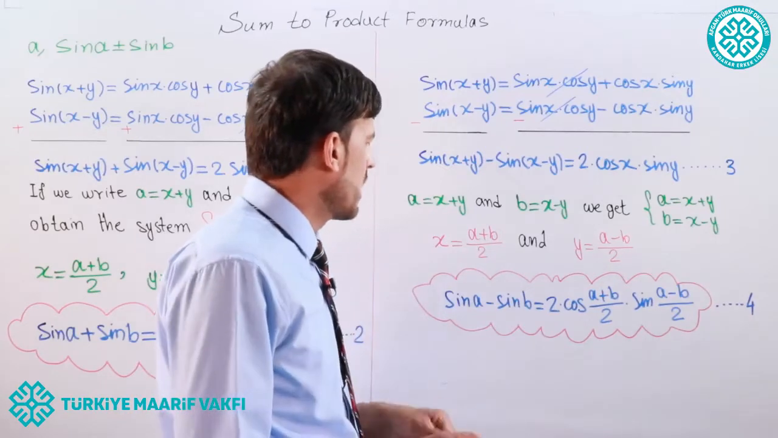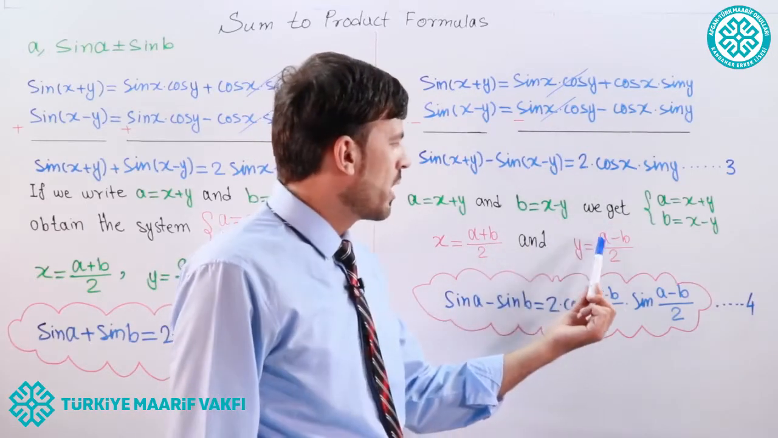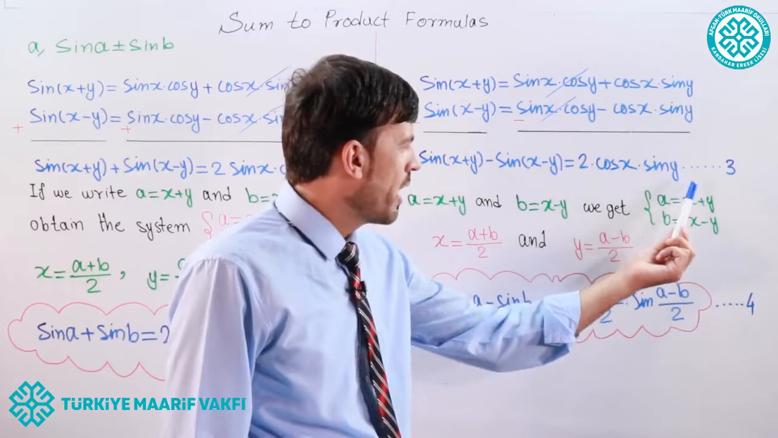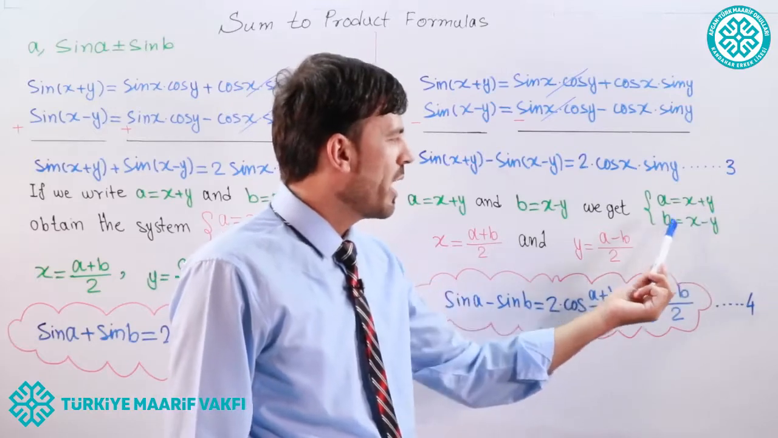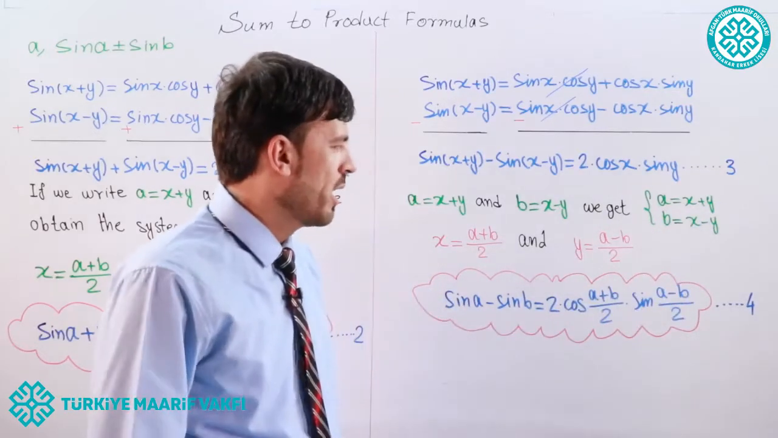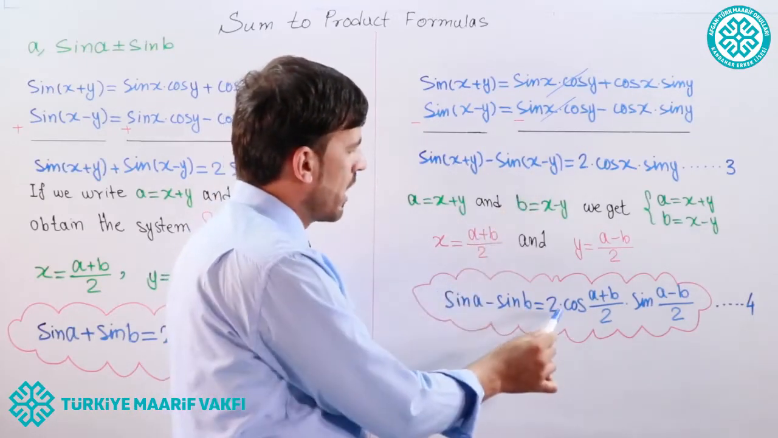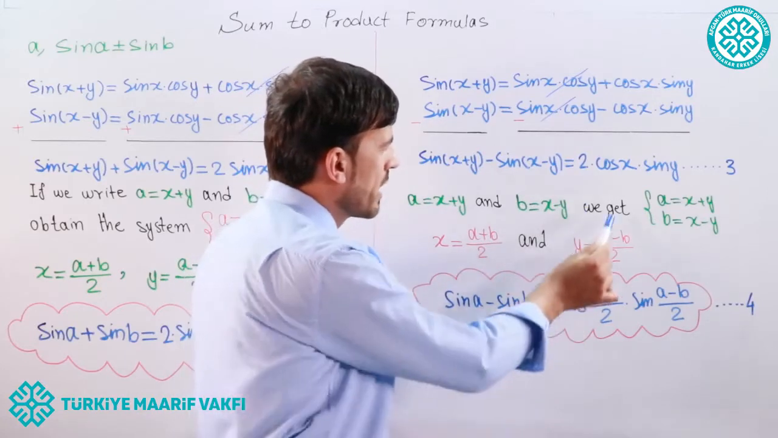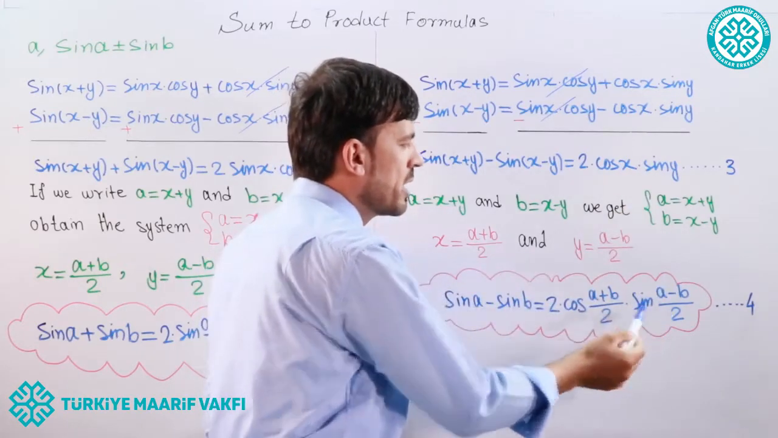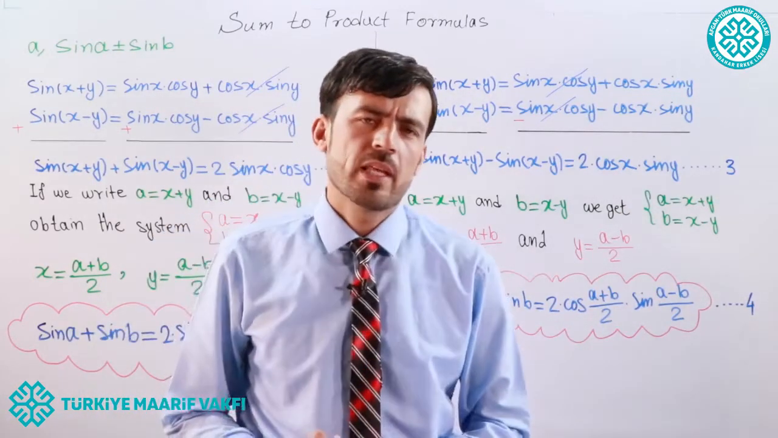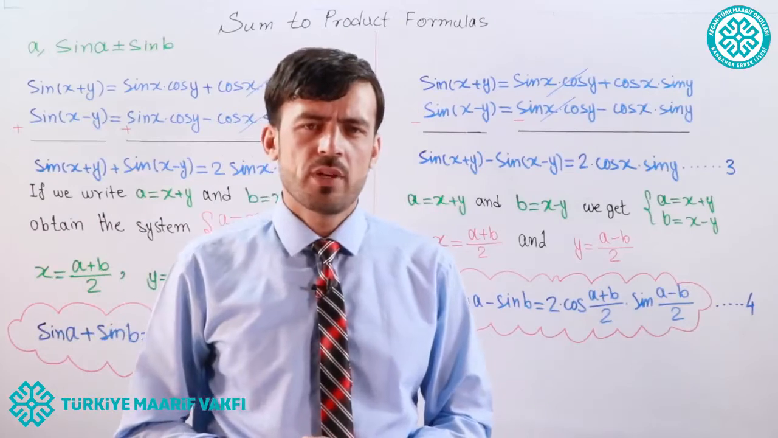If we substitute a plus b over 2 instead of x, and a minus b over 2 instead of y, and a instead of x plus y, and b instead of x minus y, the formula will be sine a minus sine b equal to 2 cosine a plus b over 2 multiplied by sine a minus b over 2. So this is the difference to product formula for sine function.